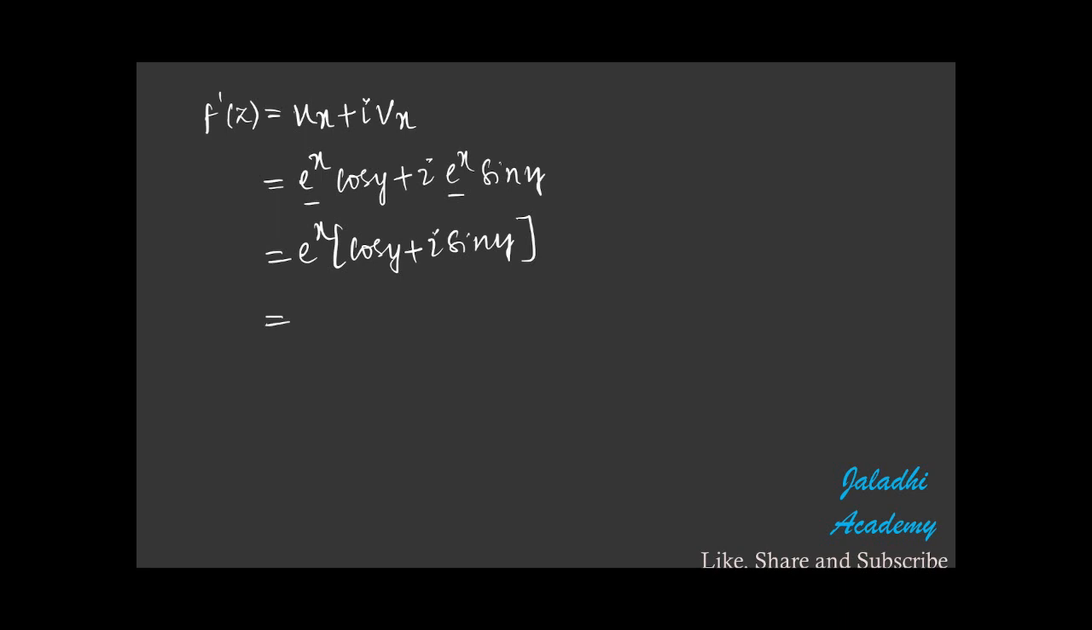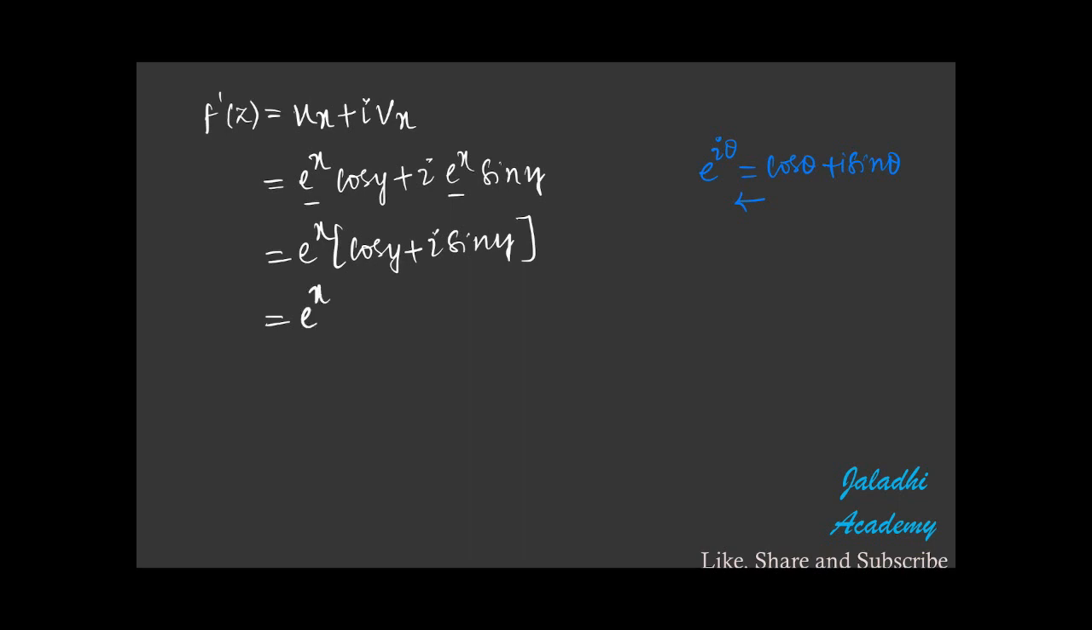Now apply the Euler formula in the reverse order. What is the Euler formula? E power i theta can be written as cos theta plus i sin theta. If you apply it in the reverse order, we can write cos theta plus i sin theta as e power i theta.